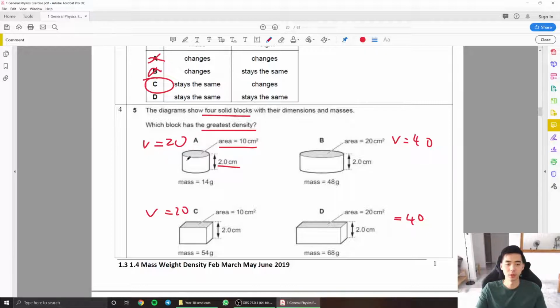So it's 14 divided by 20. It will get 0.7 here. 54 divided by 20, you're going to get 2.7 here. 48 divided by 40 will be 1.2. 68 divided by 40 will give you a total of 1.7. Answer should be C here because it has the greatest density.